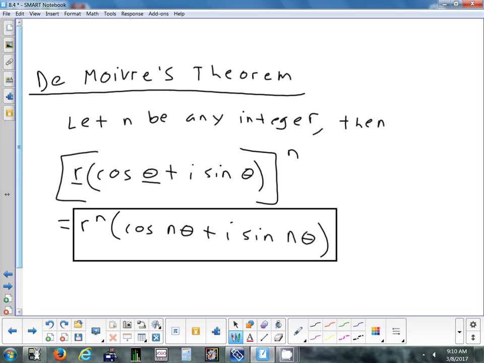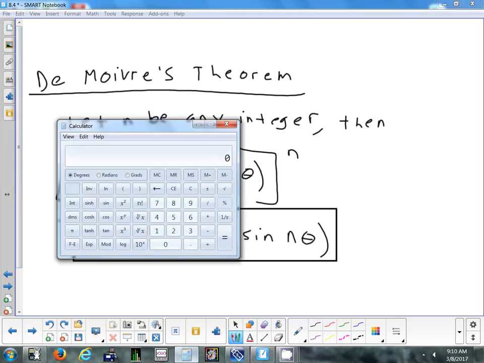Okay, now keep in mind, you can always simplify answers. Sometimes when you multiply an angle by a number, it can get pretty big. So let's say your angle was 80, and you had raised this to the 10th power. So you'd have an angle of 800 degrees. But what can you do to that angle to make it smaller?